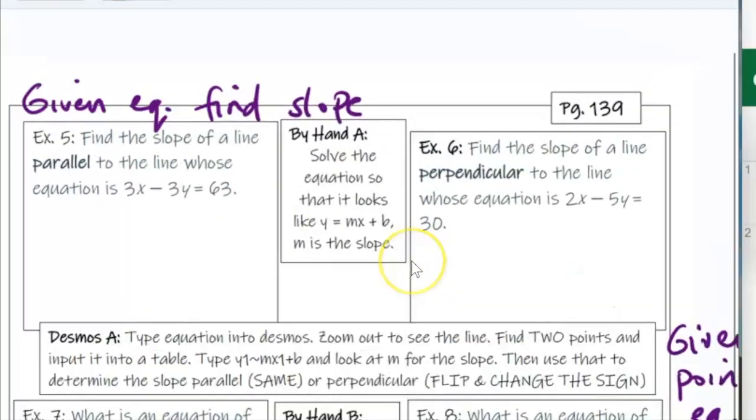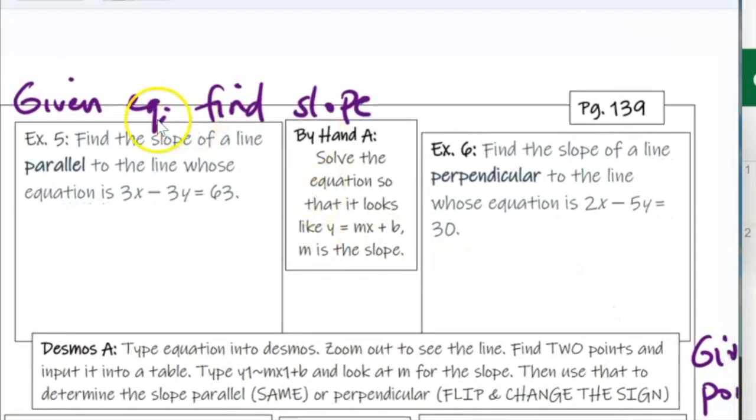All right, so we're going to start at the very first one. So I'm going to do example 6. You're going to do example 5. Be very careful to read the question. That's going to be the trick in this. All right, so again, we have by hand and by Desmos. So I'm going to do it by hand, and I think you guys can just read the Desmos version.